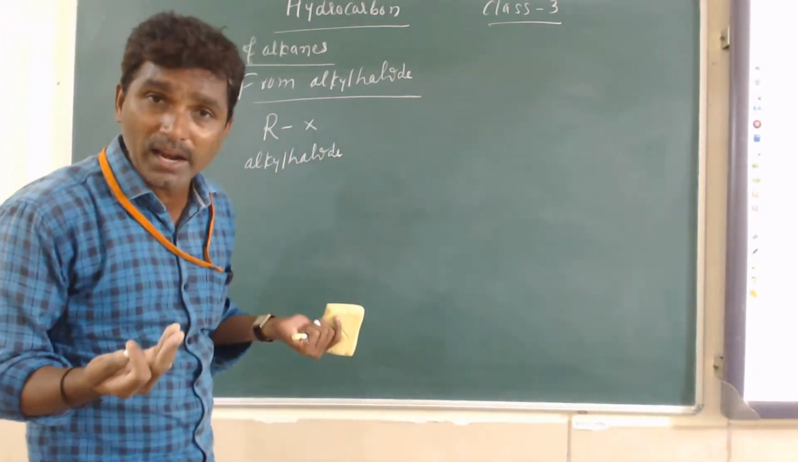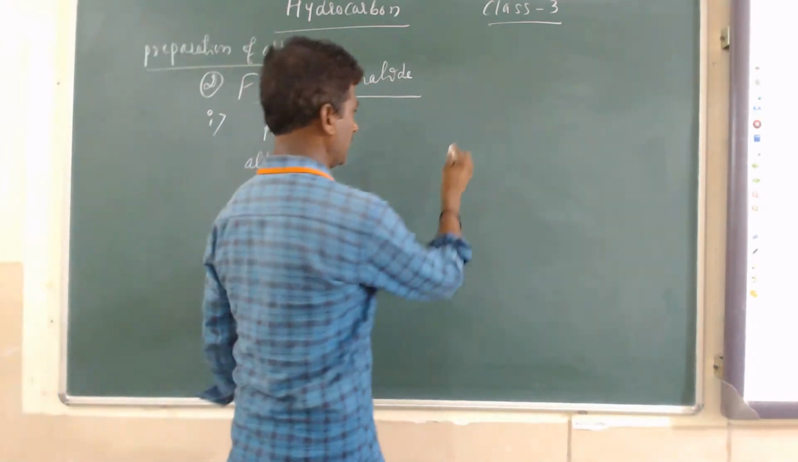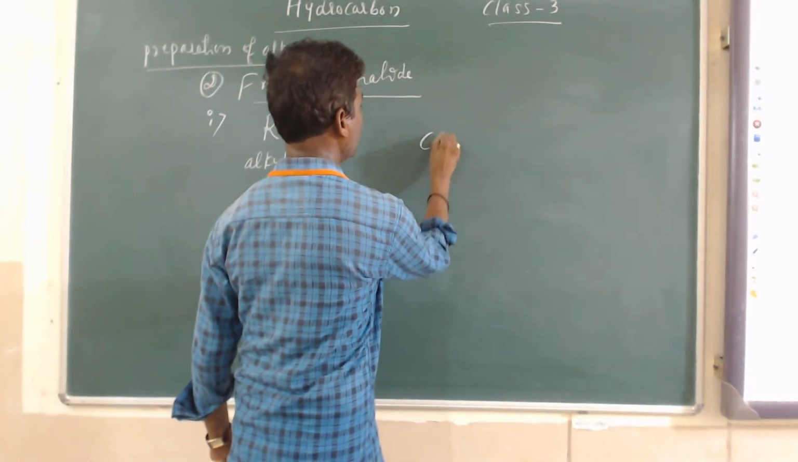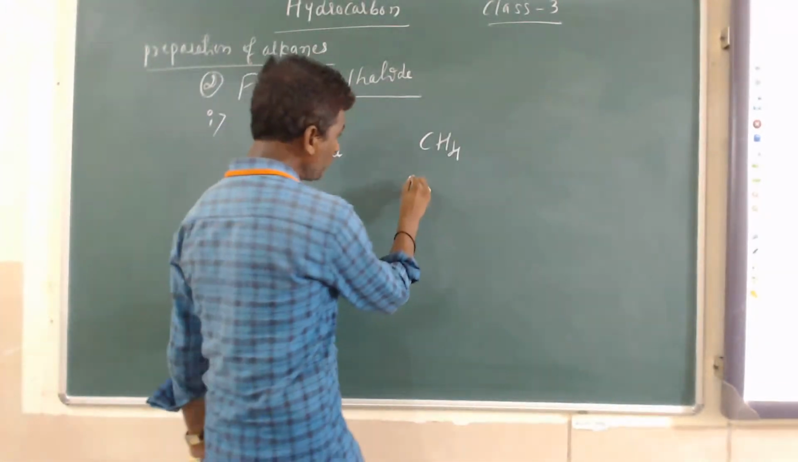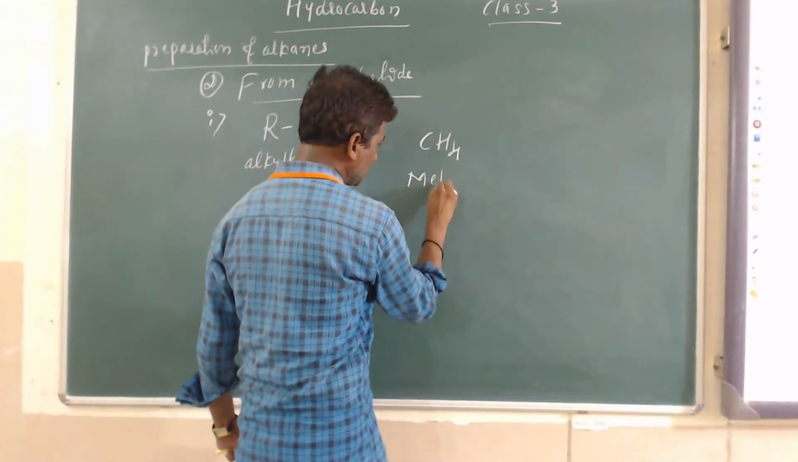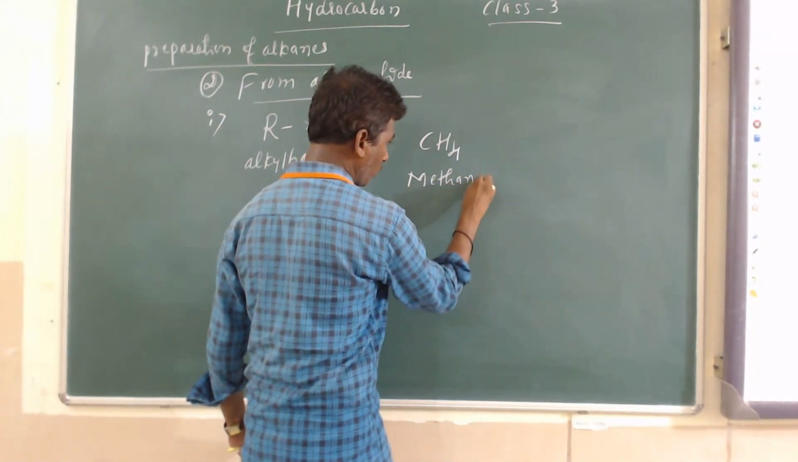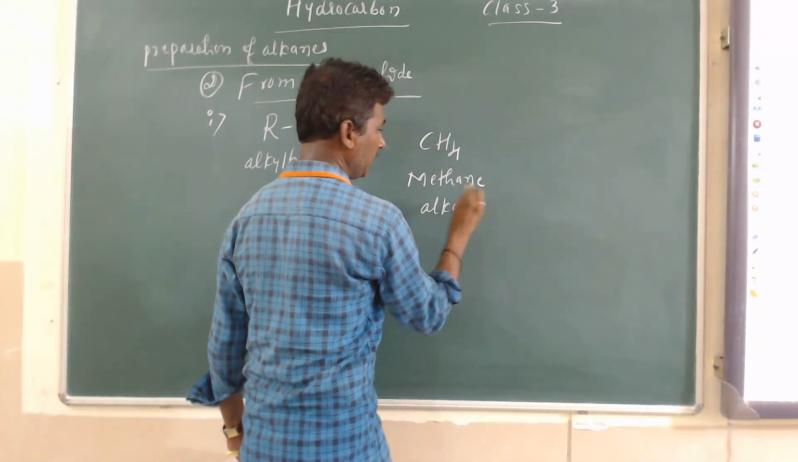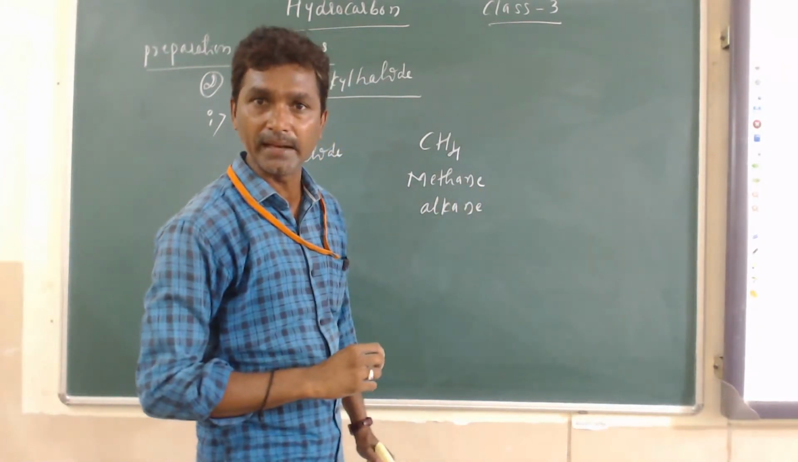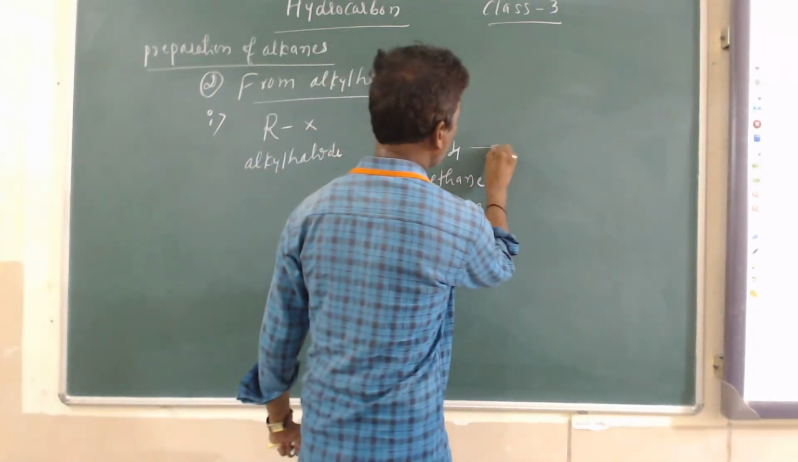So what are alkyls? First I will discuss, my dear students. This is CH4. Correct? This CH4 is called methane. Methane is an example of alkane. Now, minus what?